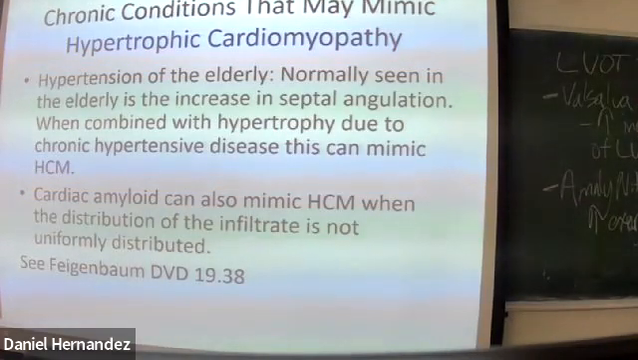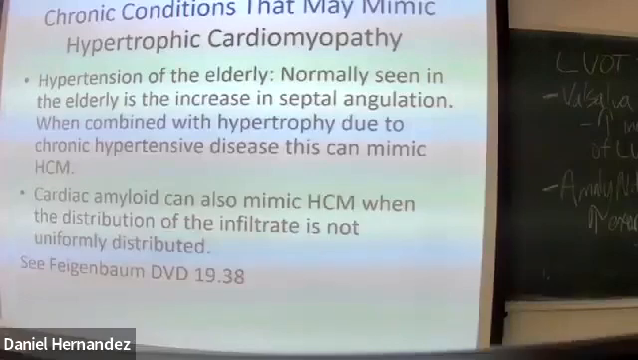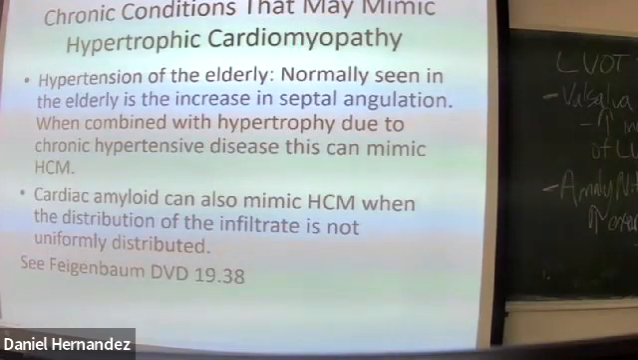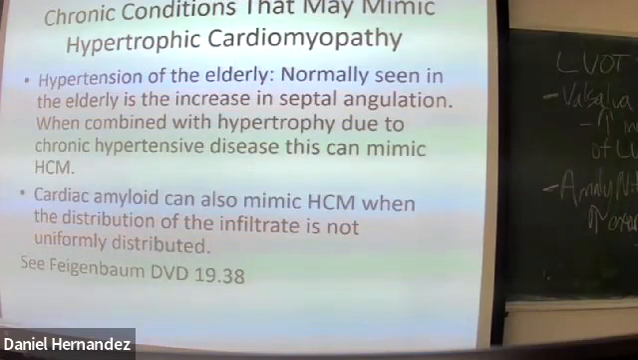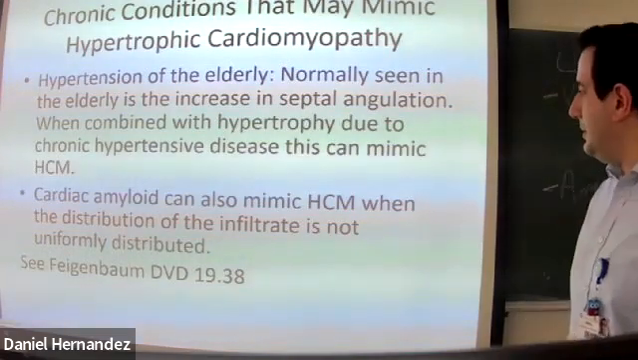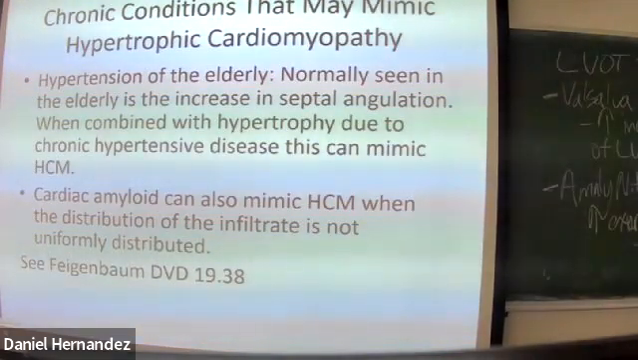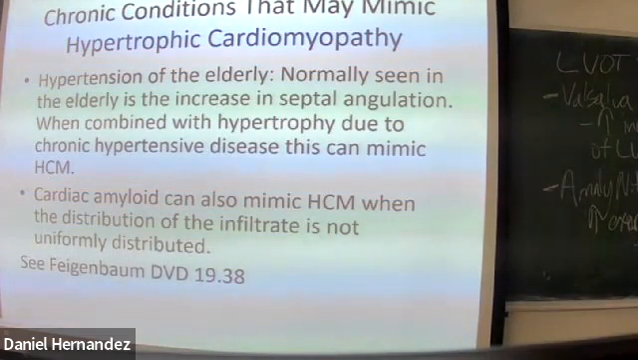So hypertension of the elderly, normally seen in elderly, this will increase in septal angulation when combined with hypertrophy due to chronic hypertensive disease. This can also mimic HCM. Patients who have cardiac amyloid or amyloidosis, this can also mimic hypertrophic cardiomyopathy when the distribution of the infiltrate is not uniformly distributed.